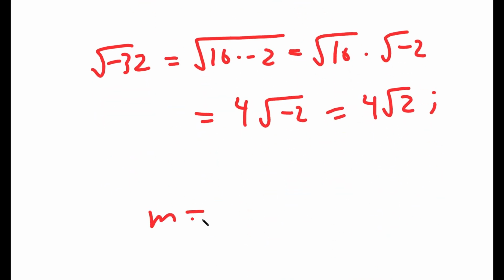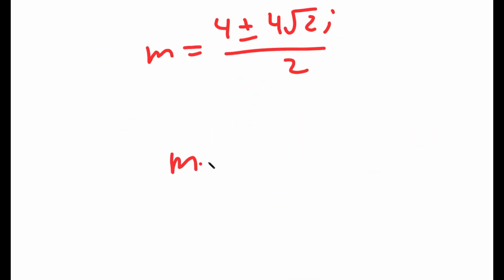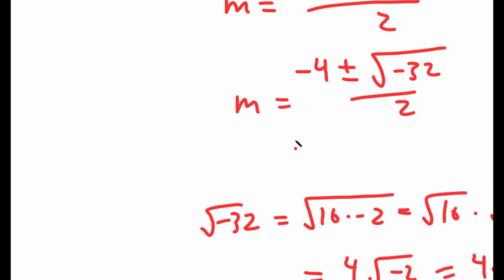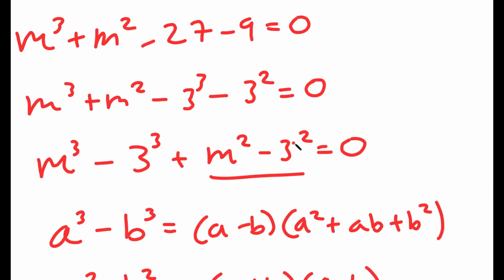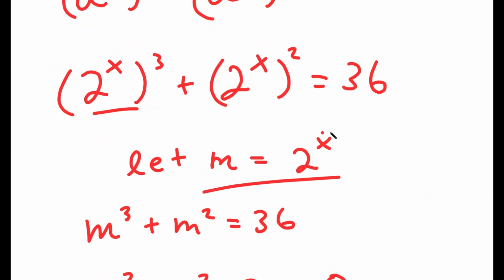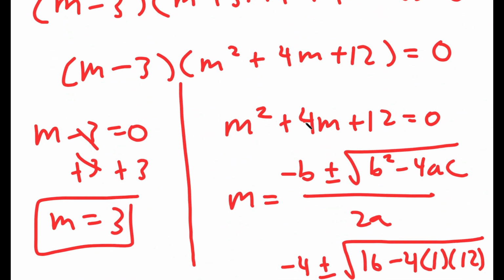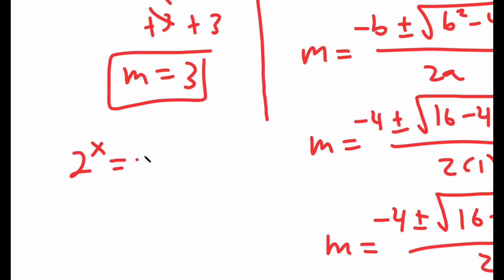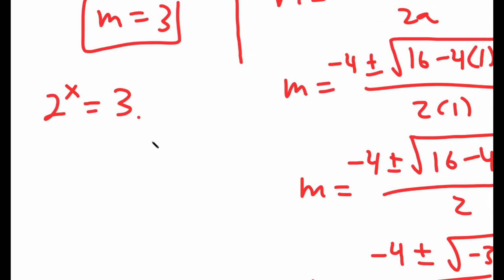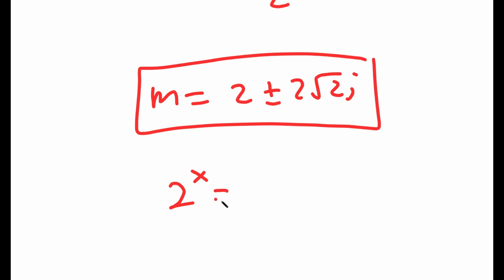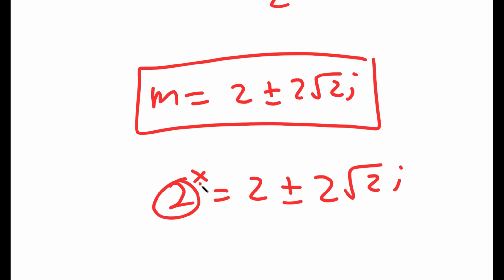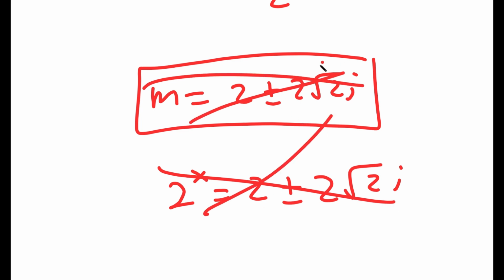So I get m is equal to negative 4 plus or minus 4 root 2i over 2, which is equal to negative 2 plus or minus 2 root 2i. So these are two more solutions of m, but now remember, we're not solving for m, we're solving for x. And we have m is equal to 2 to the power of x. So this means I have 2 to the power of x is equal to 3. That's one equation. And I also have 2 to the power of x is equal to negative 2 plus or minus 2 root 2i. The only problem with this is we can't take the power of a positive number and make it equal to an imaginary number. So there's no solution for these values of m.